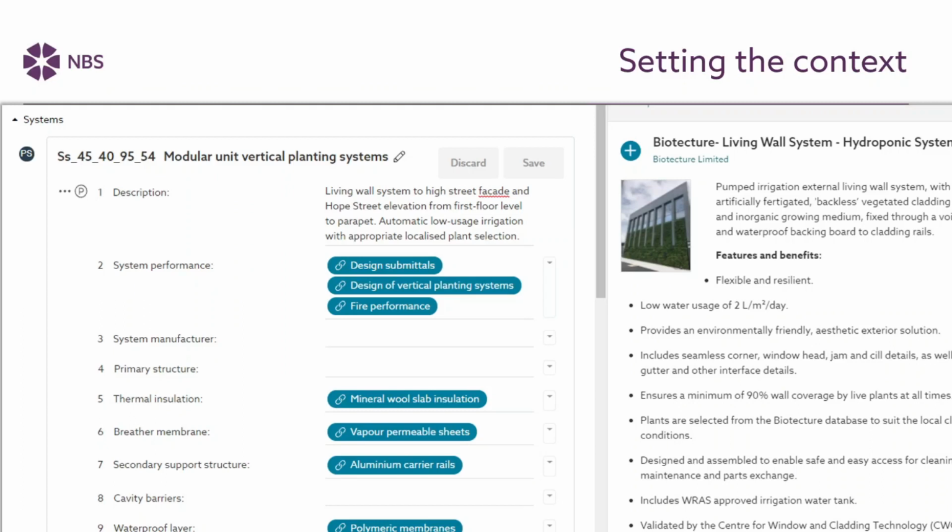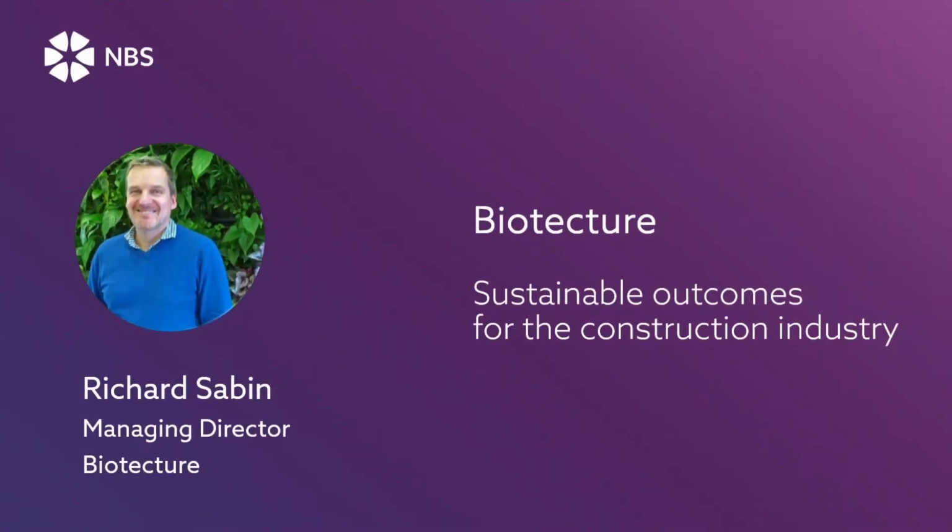They bring biodiversity, shading and cooling structures, and bringing plants into unused parts of the public realm. So I thought it was a really useful example of how you can specify sustainable outcomes. Which is why I'm delighted that Richard Sabin is here from Biotecture to take us through some of those sustainable outcomes and really look at the positive benefits of vertical planting systems. Over to you, Richard.